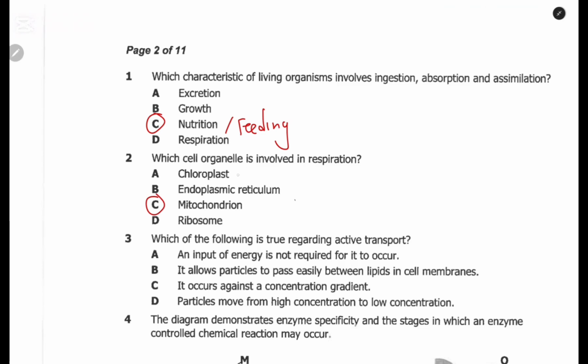You need to know the function of the chloroplast, which is to carry out photosynthesis. The endoplasmic reticulum is transport of material within the cell. And of course, there are two types, the rough one and also the smooth one. The rough one transports proteins within the cell. The smooth one transports lipids. So you need to know the functions. And also ribosomes, protein synthesis.